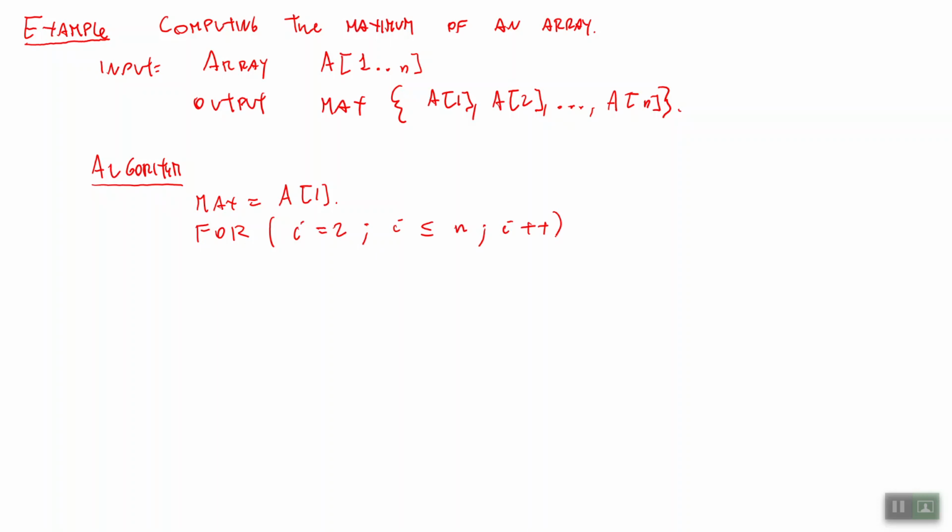Okay, and what I do here is that if max is less than A of i, then I can set max to be equal to A of i. At the end, I can return or output max.